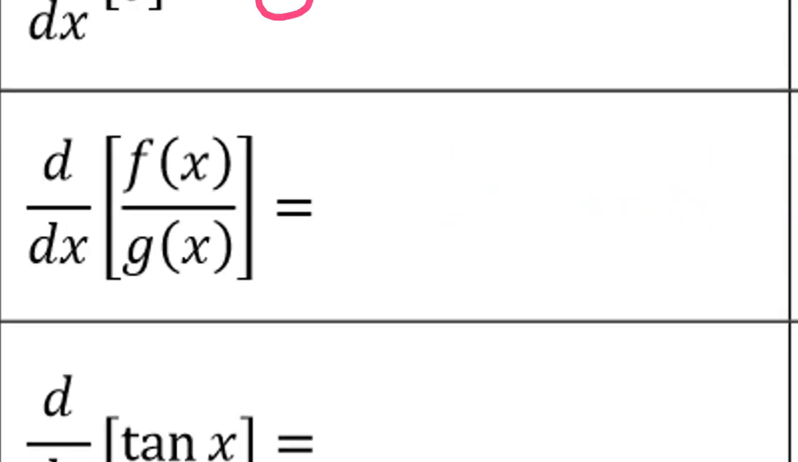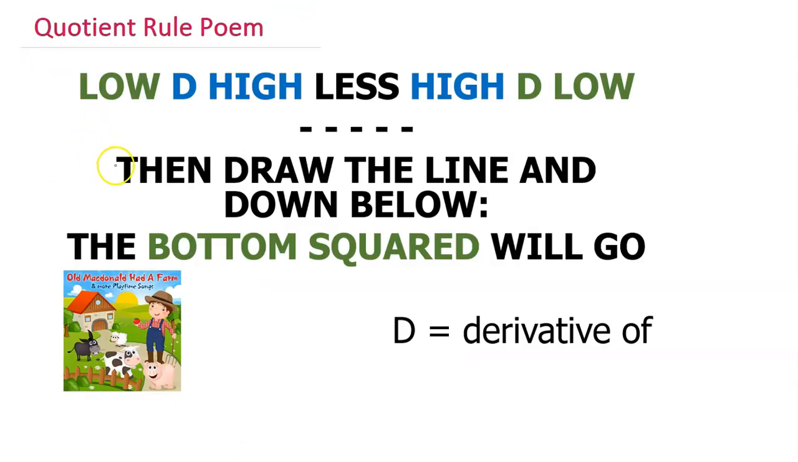To find the derivative of a quotient, you use the quotient rule. In my head, I always quote the quotient rule poem. In this poem, when I say d, it means the derivative of something. So low d high, less high d low. Draw the line, and down below, the bottom squared will go.